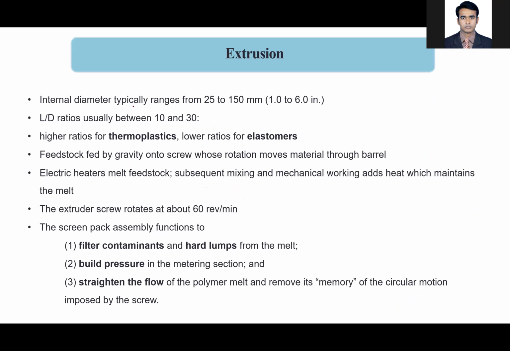The inner diameter typically ranges from 25 to 150 millimeter, 1 to 6 inch, and it's a very long screw. The length to diameter ratio is usually between 10 to 30 times. If the diameter is 25, 10 times the diameter will be the length, that means 250 millimeter will be the length of the screw. It has to be very long, because attaining proper heating also depends on the melting point temperature of the material. If the melting point is low, then 10 is more than enough, and if the melting point temperature is high, then the ratio should be high.